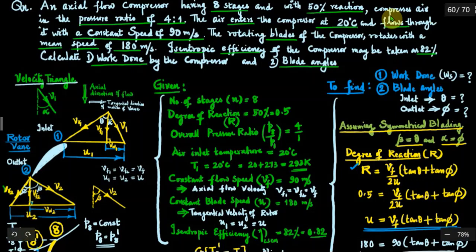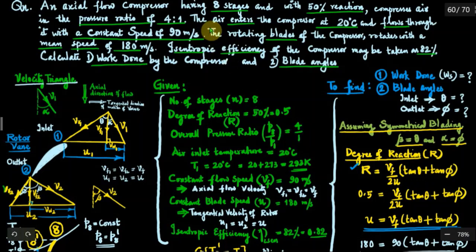Then the compressor compresses air in the pressure ratio of 4:1. So, the pressure ratio 4:1 is not for a single stage, it is applicable for all the 8 stages together. So, if P8 is the static pressure at the end of the 8th stage for the air coming out of the compressor, then P8 divided by P inlet, that is P1. So, P8 by P1 is the overall pressure ratio in this case, since the compressor has 8 stages. So, P8 by P1 is equal to 4.